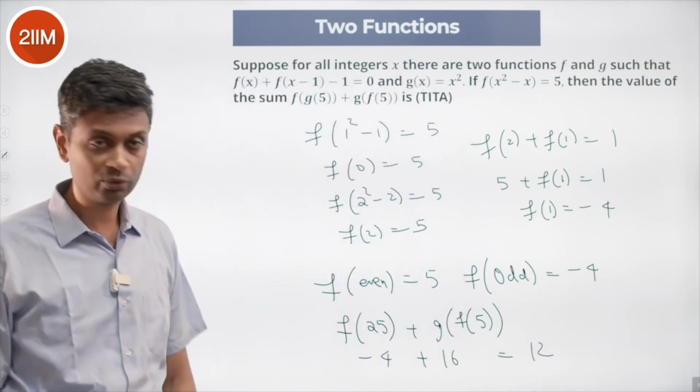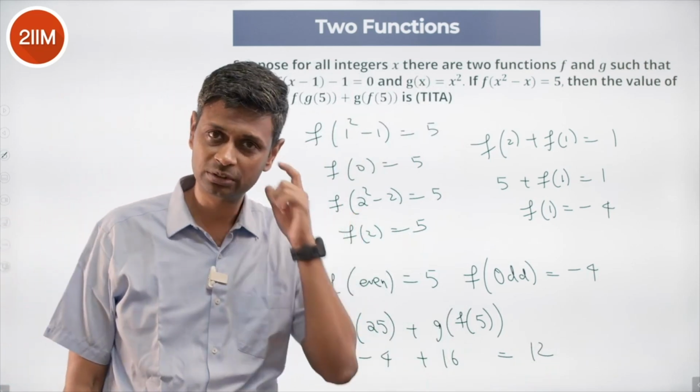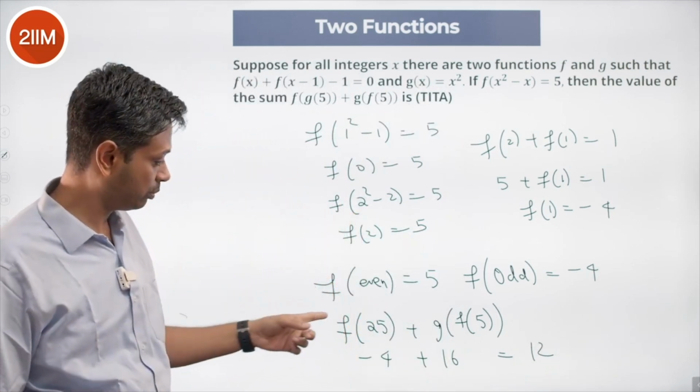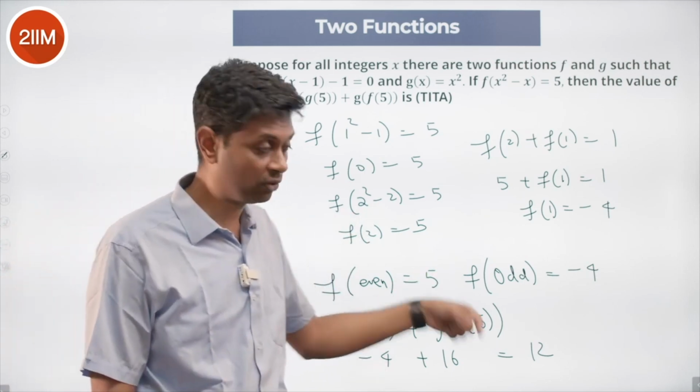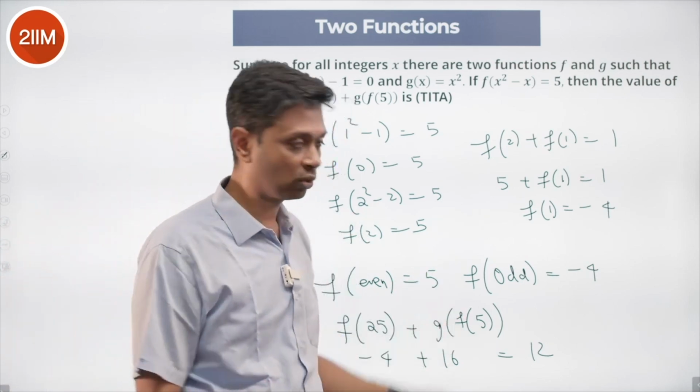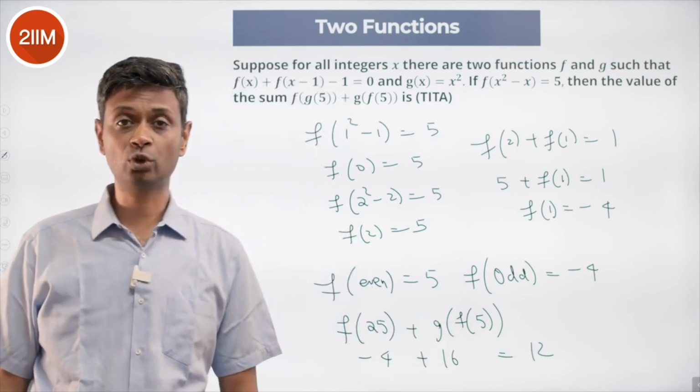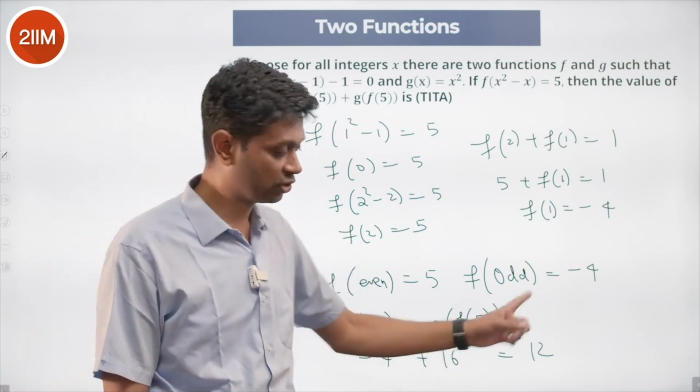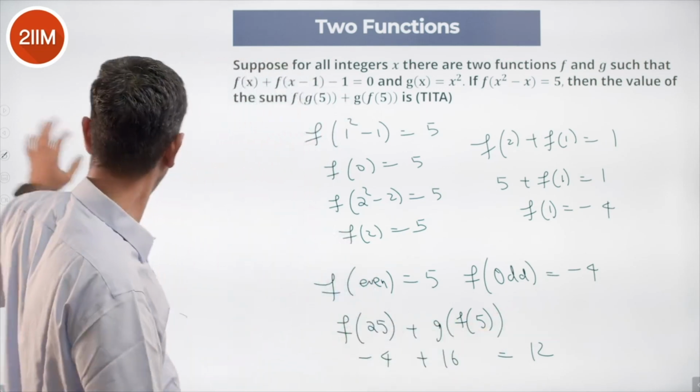f of 25 is minus 4, f of 5 is also minus 4, both odd numbers. And so we know f of 25 is minus 4. g of f of 5 is g of minus 4, which is x square, minus 4 the whole square, 16, minus 4 plus 16. Beautiful question, delightful question.